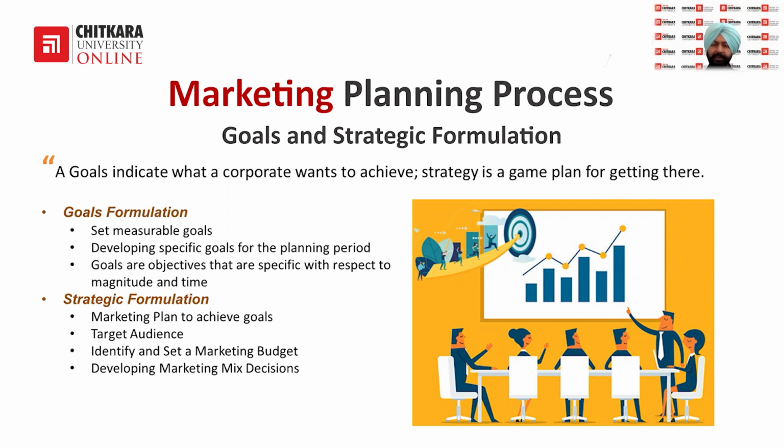The marketing planning process would also include goals and strategy formulation, because goals indicate what the corporate wants to achieve. I shared with you that corporate goals are formulated at the top management level. The board of directors plans what their goals look like, and what vision they have for the organization, say 5 years, 10 years, or 20 years down the line. And then strategy is the game plan for how they're going to achieve the goal. Goals, when they are formulated, need to be SMART. They need to be specific.